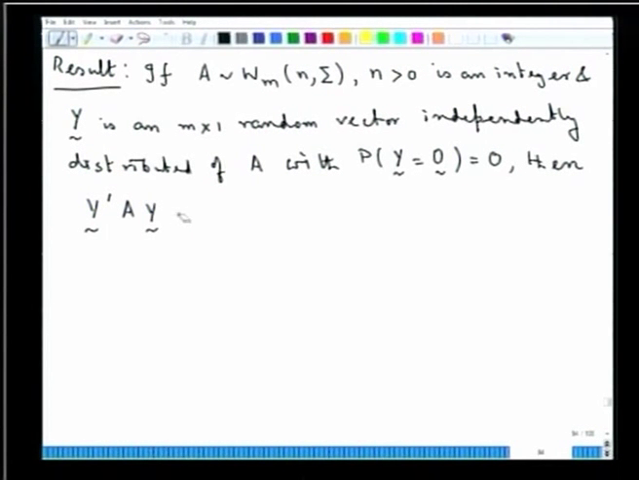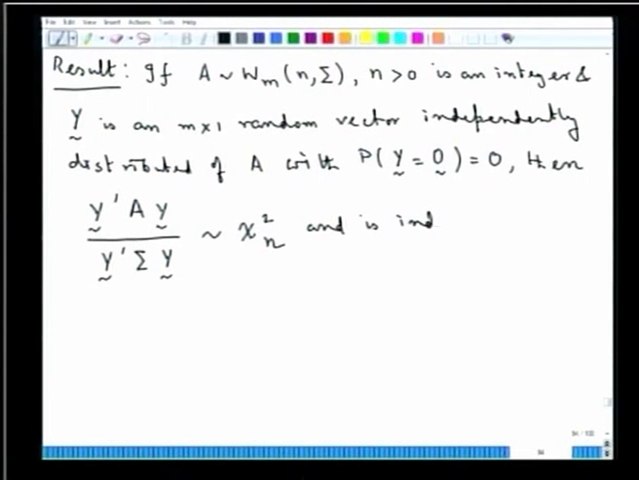well, that result we had noted last time actually, so we will proceed with that result. We will have this written as y transpose A y, divided by y transpose sigma y. This will follow a central chi-square on n degrees of freedom and is independent of this random vector y.